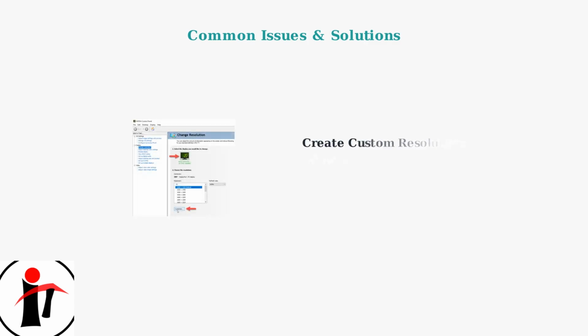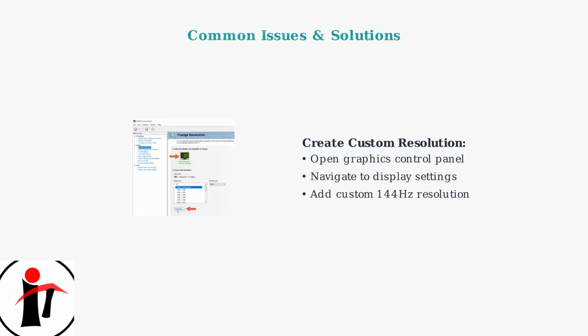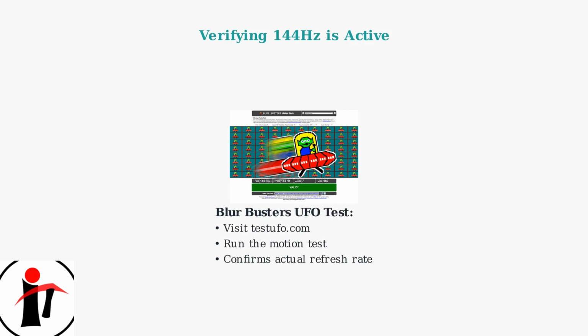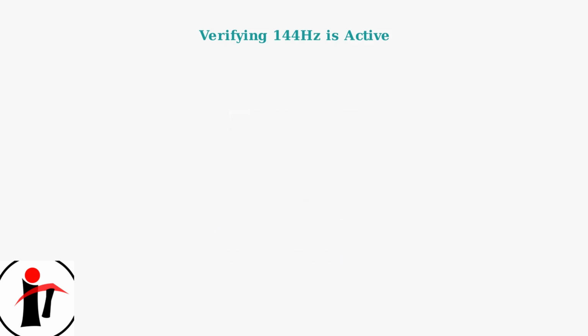If 144 Hz still doesn't appear as an option, you may need to create a custom resolution in your graphics control panel. Once you've made these changes, it's important to verify that 144 Hz is actually working. Here are reliable methods to confirm your refresh rate. The most reliable verification method is the Blurbuster's UFO motion test. This online tool visually confirms your actual refresh rate and shows if 144 Hz is working properly.